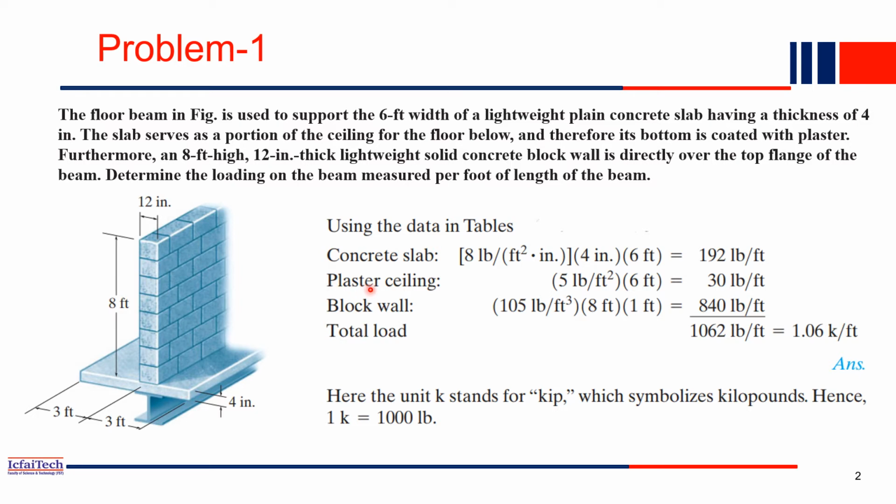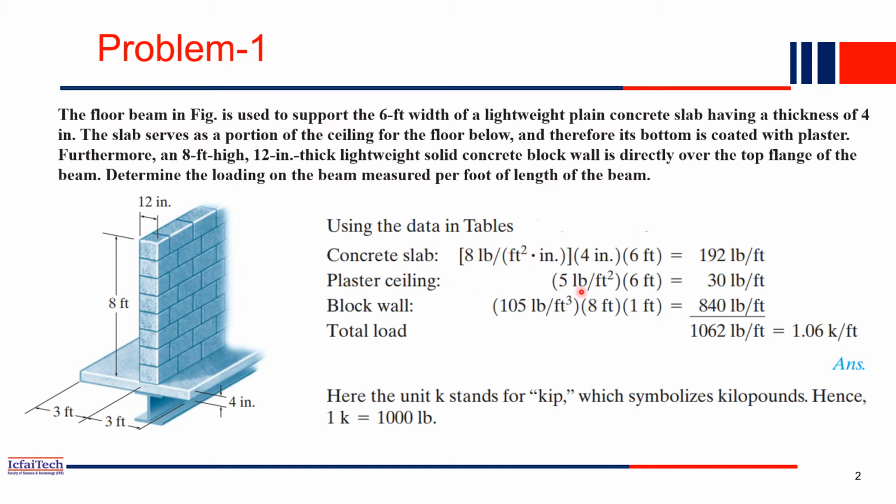Now next is the plaster ceiling. So the ceiling has this plaster as I mentioned. Normally the plaster's density is 5 pound per feet square. These values are actually constant. You will get them in the table. We discussed loads in the second lecture, and in that you will find all these values.